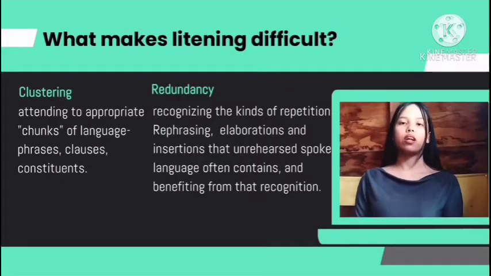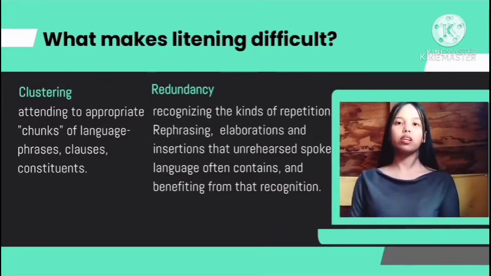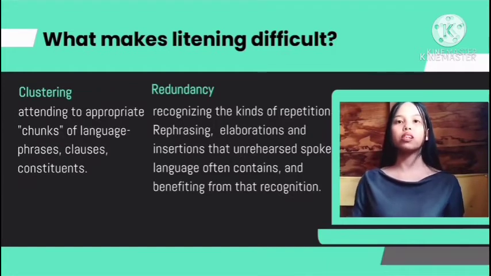And now we're down to our next topic. Consider the following list of what makes listening difficult. First is clustering, attending to appropriate chunks of language: phrases, clauses, constituents. The next one is redundancy, recognizing the kinds of repetitions, rephrasing, elaborations, and insertions that unrehearsed spoken language often contains, and benefiting from that recognition.